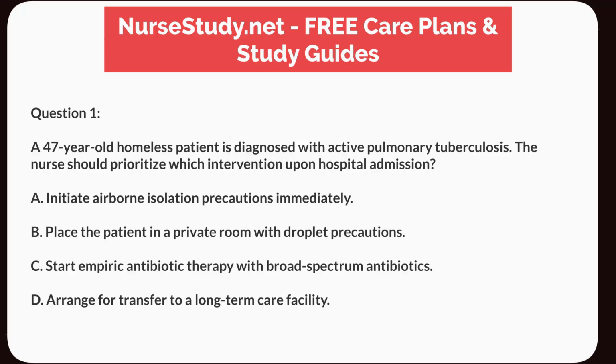The nurse should prioritize which intervention upon hospital admission? A. Initiate airborne isolation precautions immediately. B. Place the patient in a private room with droplet precautions. C. Start empiric antibiotic therapy with broad-spectrum antibiotics. D. Arrange for transfer to a long-term care facility.